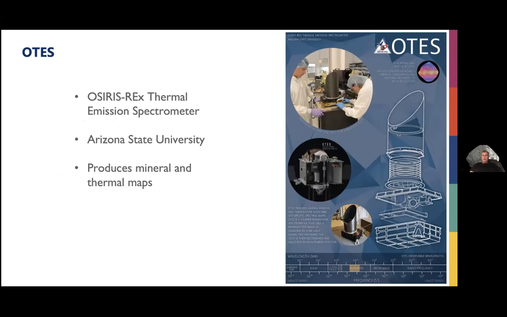OTES, built by Arizona State University in Phoenix. And this was mineral, but also thermal maps. So, you know, one of the big questions we had on this asteroid from a sampling perspective is, where would we get this regolith, this 2 centimeter and smaller particulate matter?